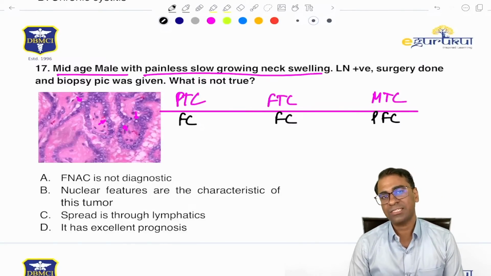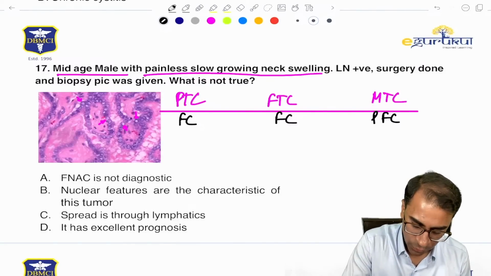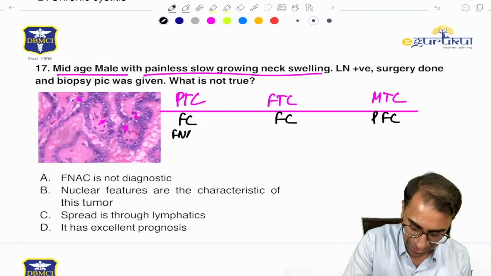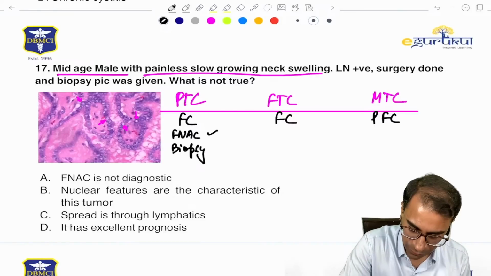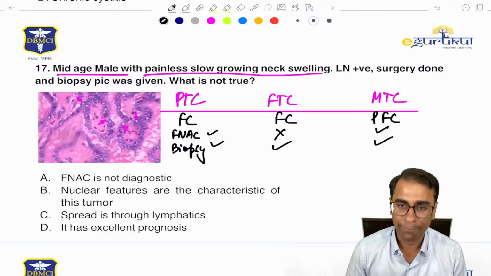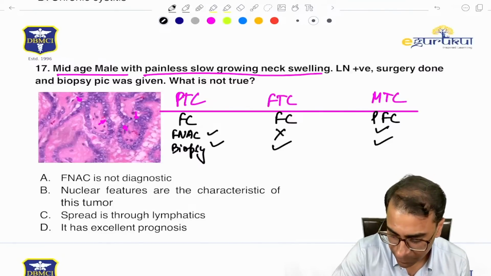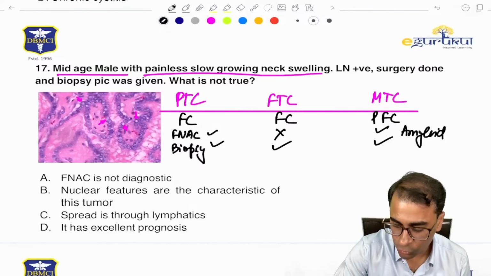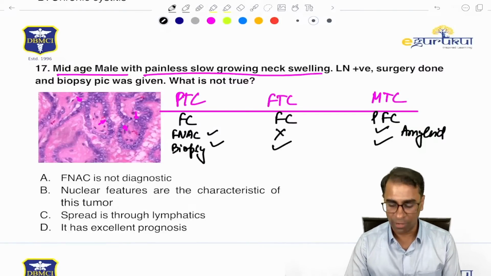Second, they can ask you about the diagnosis. It can be done by FNAC, biopsy. Okay, this one. It cannot be diagnosed by FNAC, but yes, biopsy. You can diagnose by both FNAC and biopsy again. Why? Because this diagnosis depends on amyloid, and amyloid can be seen also in FNAC. Yes, FNAC can also show you amyloid deposition.